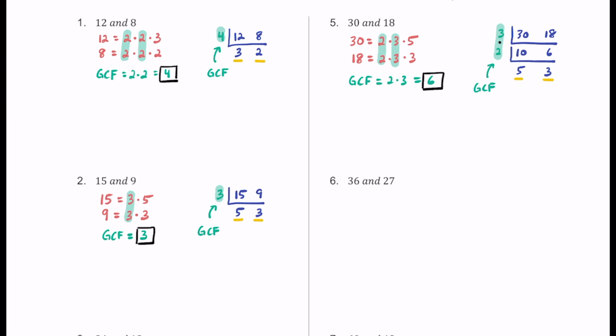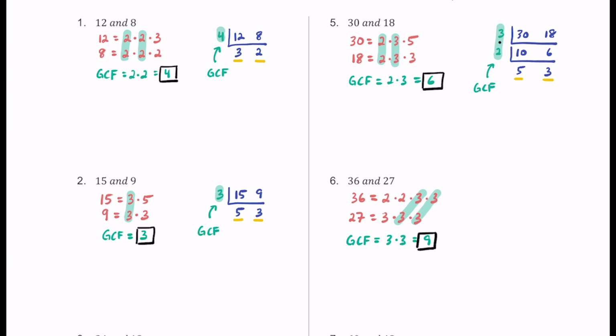For number 6, we have 36 and 27. These are new numbers. 36 breaks into 6 times 6, but each 6 breaks into 2 times 3. So we're going to end up with two 2s and two 3s. And for 27, that's 3 times 9, and 9 breaks into 3 times 3. So these would be the prime factorizations. It seems like they both have a 3 and another 3, and I think that's it, right? So the GCF here will just be the product of 3 times 3, which is equal to 9. That would be the GCF.